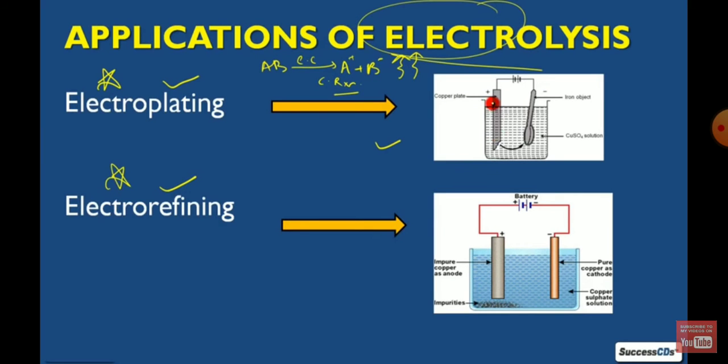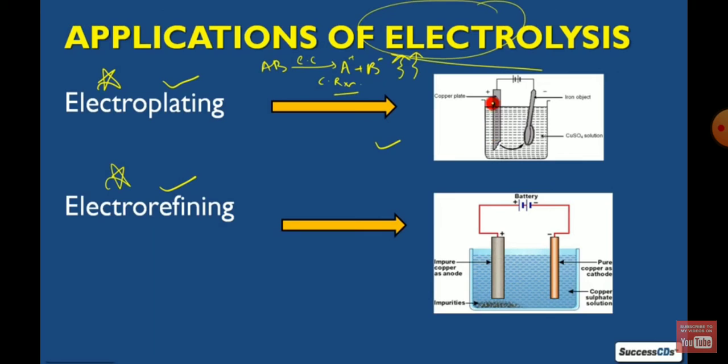What is electroplating? Electroplating means the process of depositing a thin layer of metal on any conducting substance by the process of electrolysis is known as electroplating. So here you can see that in the first figure we have taken two electrodes here. Yes, and the article is to be electroplated.